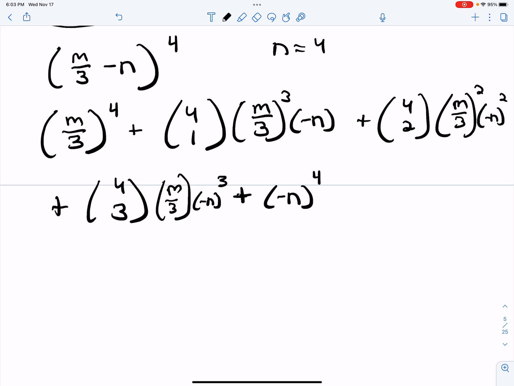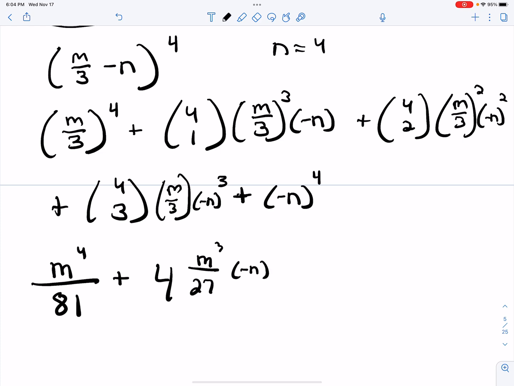But it gets a little more exciting because now you have m over 3 to the 4th power. Well, that's m to the 4th over 81. Plus, my 4, 1 was 4, and then m cubed over 27 times negative n. Plus, my 4, 2 is 6, and then I've got m squared over 9, and negative n squared is just n squared.